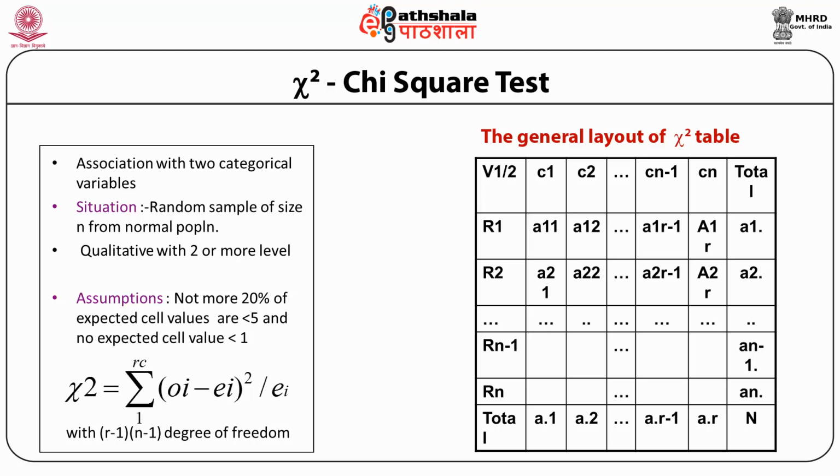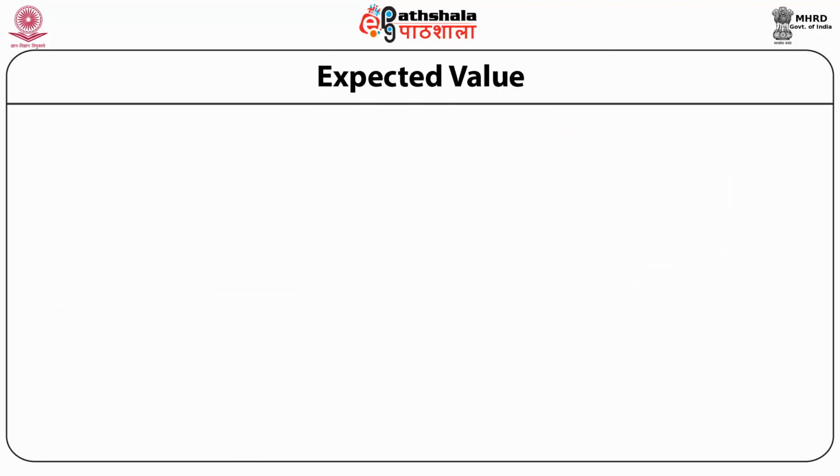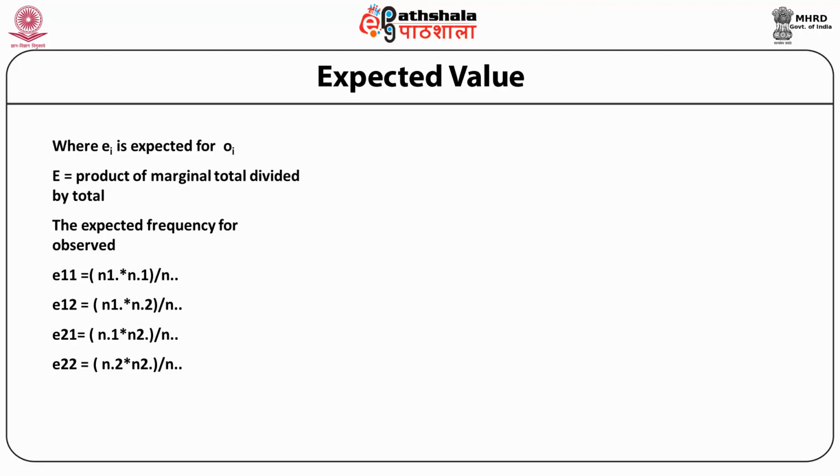Then applying the chi-square is equal to the summation over 1 to RC, where R is the number of rows and C is the number of columns, of (Oi minus Ei) whole square divided by Ei, with (R minus 1) into (C minus 1) degrees of freedom. Representation of chi-square in tabular form is like this, with number of rows and number of columns. Now the term expected value has come.